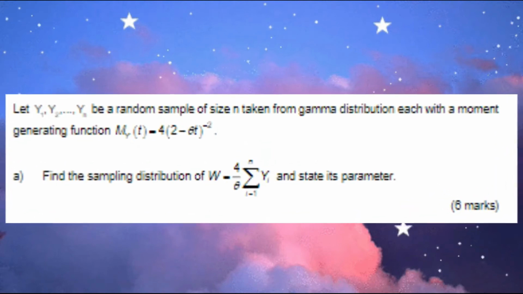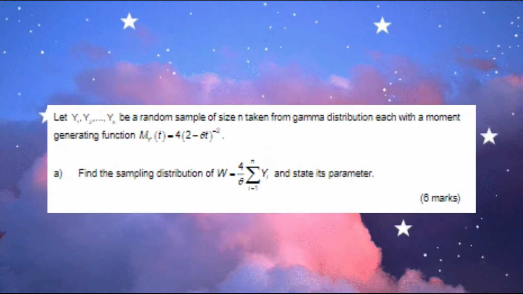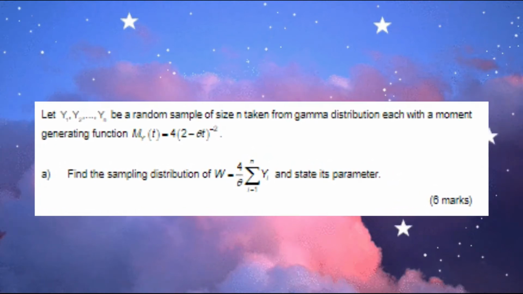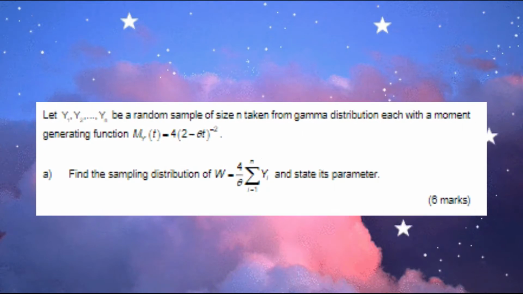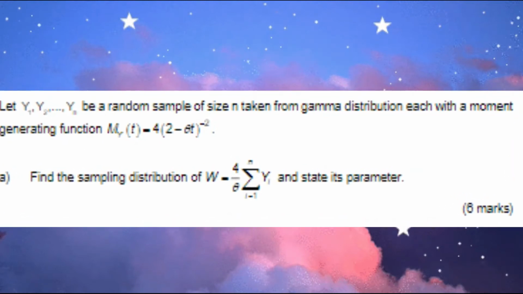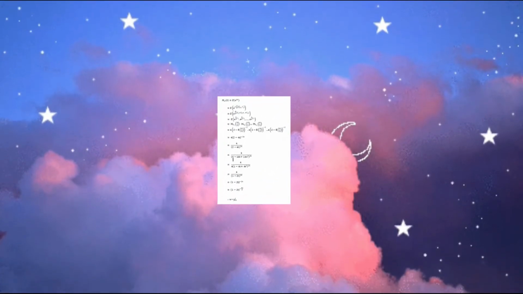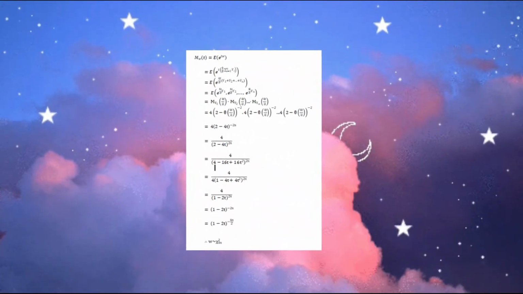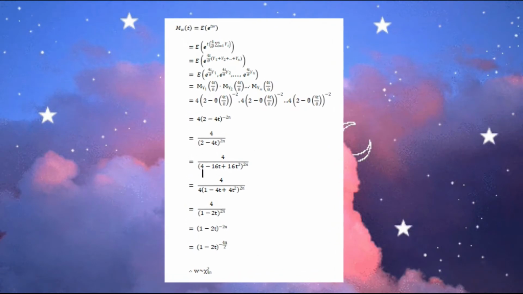In question A, the question asks, find the sampling distribution of W and state its parameter. Here we have to find the distribution of W by using the MGF technique. As we know, there are 3 different techniques to find a new distribution, but MGF is the simplest and easiest one. So, what would be the steps that lead to the solution? Let's take a look. Here are the steps to find the distribution of W.